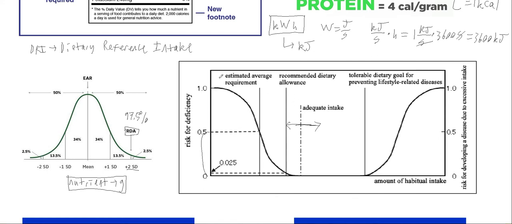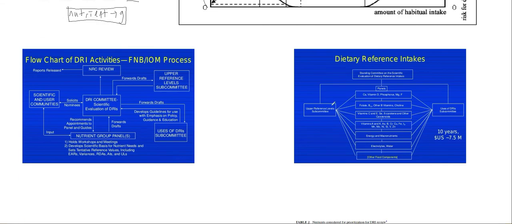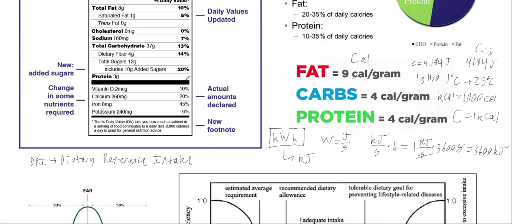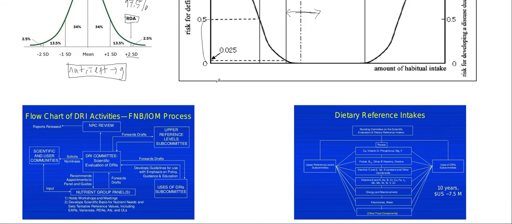And so these are all parameters that scientists and governmental departments are attempting to define for all of the various nutrients. And so I'm not going to go too much into these, but these are just sort of flow charts that I found that go through the various processes that these DRIs, these dietary reference intakes, go through in order for these nutrition facts to be established.